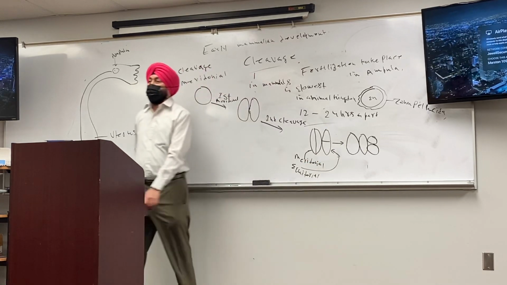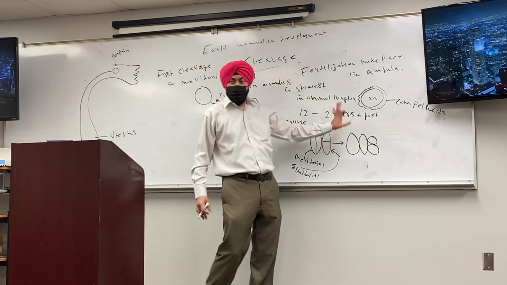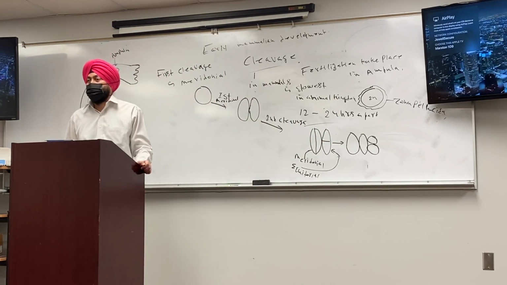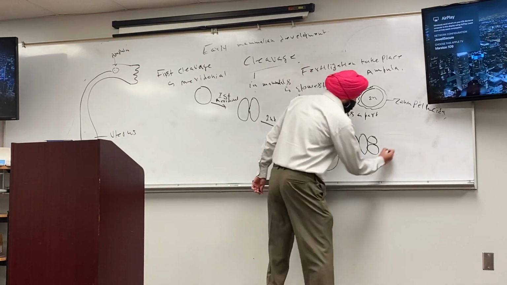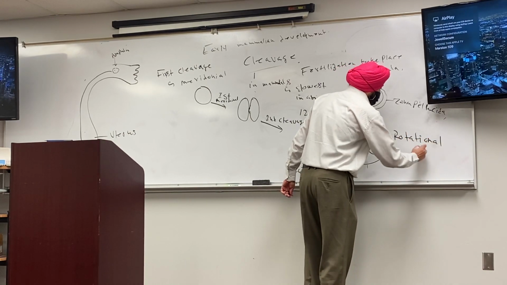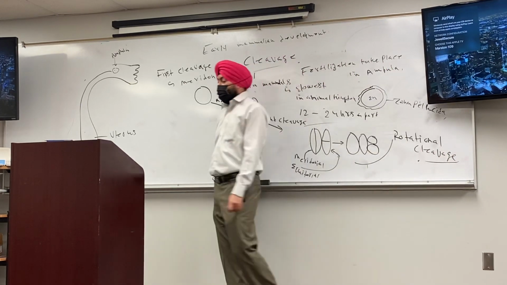Okay. So what we get there is 4 cells, but the 4 cells are looking very different from each other, right? So this type of cleavage is called rotational. We are getting rotational cleavage.